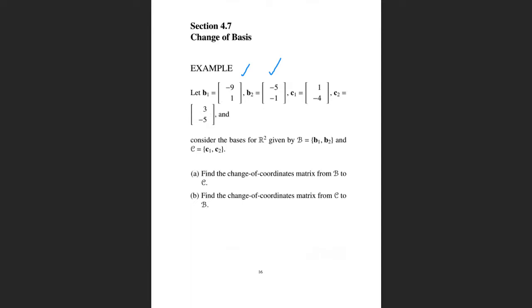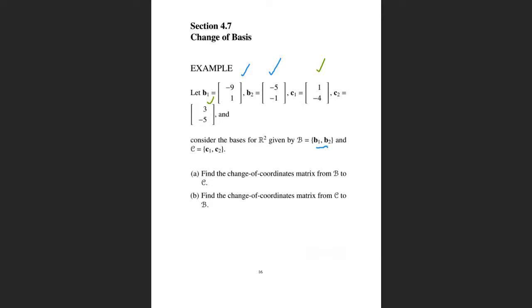basis for R2. Now, it's not the standard basis. Standard basis would be vectors 1, 0, and 0, 1. But nevertheless, b1 and b2 form a basis for R2. And because those basis vectors, there are two of them in R2, and they're linearly independent. Similarly, vectors C1 and C2 form another basis for R2.